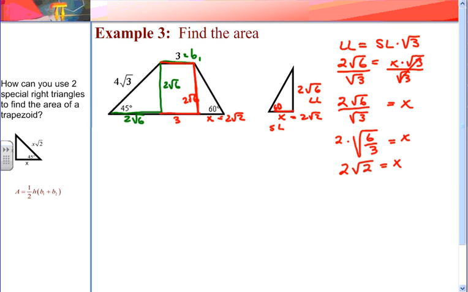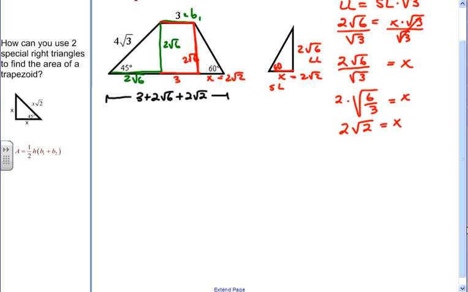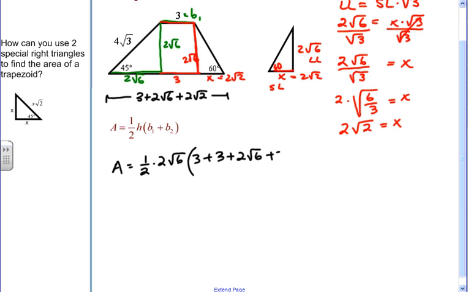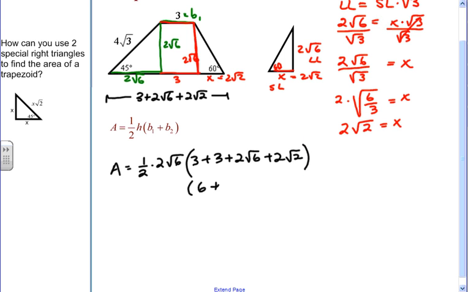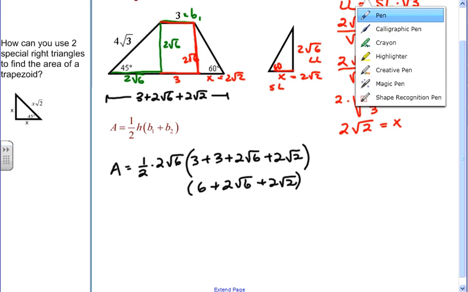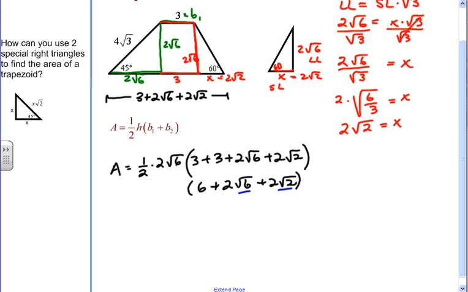That means the entire base is 3 plus 2 root 6 plus 2 root 2. That's the length of my entire base. So now let's take that information and plug it into my area formula. My area is going to equal 1/2 times the height, which was 2 root 6, times the sum of the bases, 3 for base 1, 3 plus 2 root 6 plus 2 root 2 for base 2. All right, inside the parentheses, I can again only combine 3 plus 3, so that gives me 6. The other two expressions I can't add together because they have different numbers under the root. Right? Here we have root 6, here we have root 2. We can't add those together.